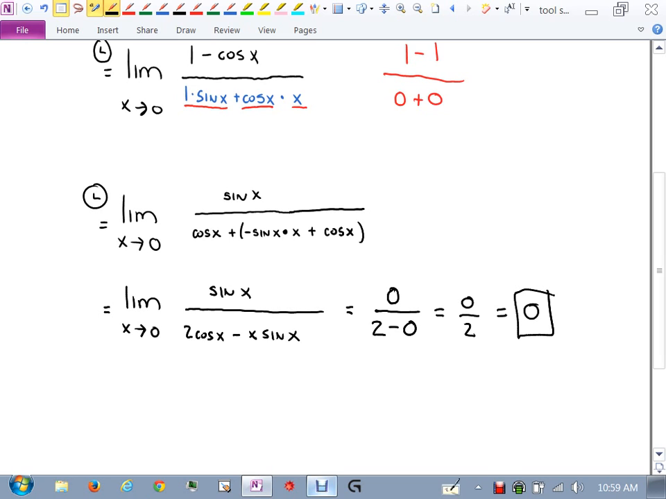But it's 2 product rules in the L'Hopital, but it worked out eventually.